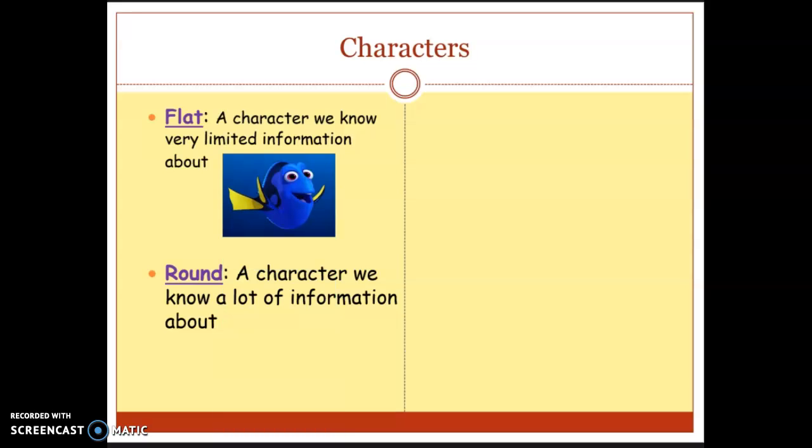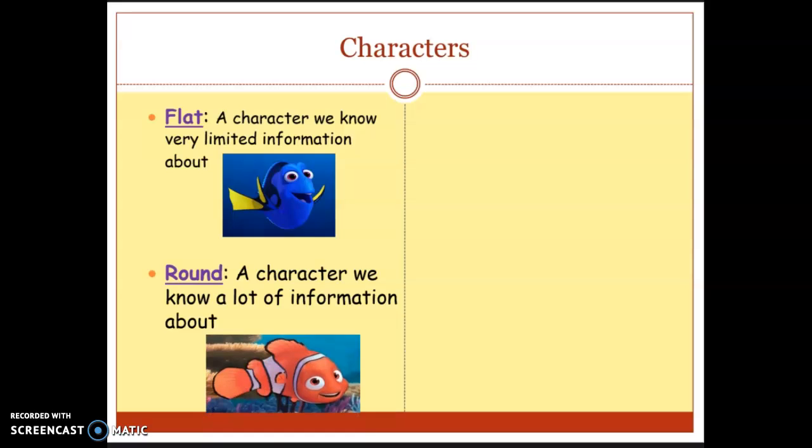So if you think about it, in Finding Nemo, flat would be Dory. All we know is that Dory has no memory. We don't know where she's come from, why she is where she is, how she lost her memory, anything. Round would be Nemo. We know everything about him. We know when he was born, his mother, his father, that he's afraid of doing things, but he wants to be adventurous at the same time. So we know a lot about Nemo.